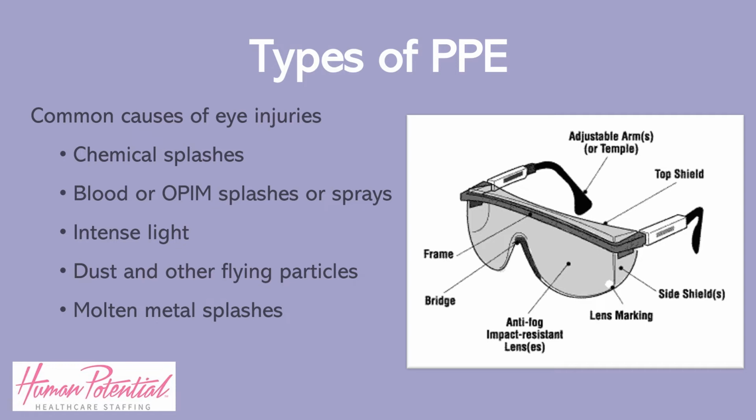You can see in this slide that you have a frame, a bridge, anti-fog, impact-resistant lenses. You have to have your lens marking and side shields, as well as a top shield and adjustable arms or adjustable temples.